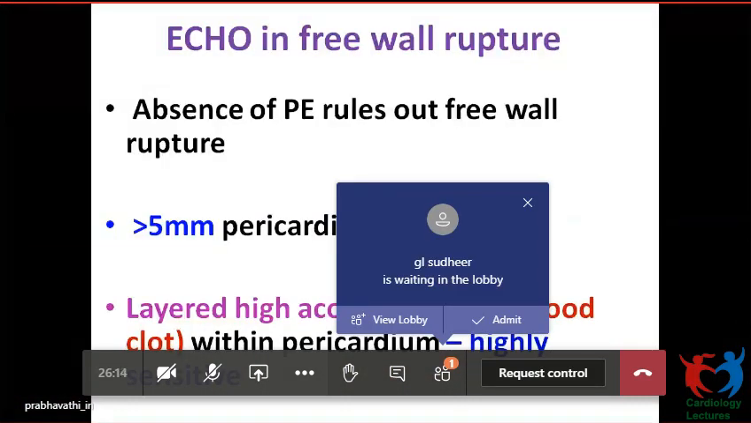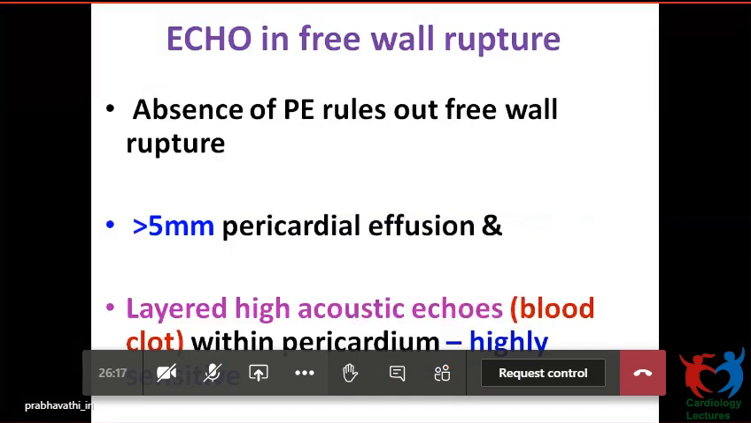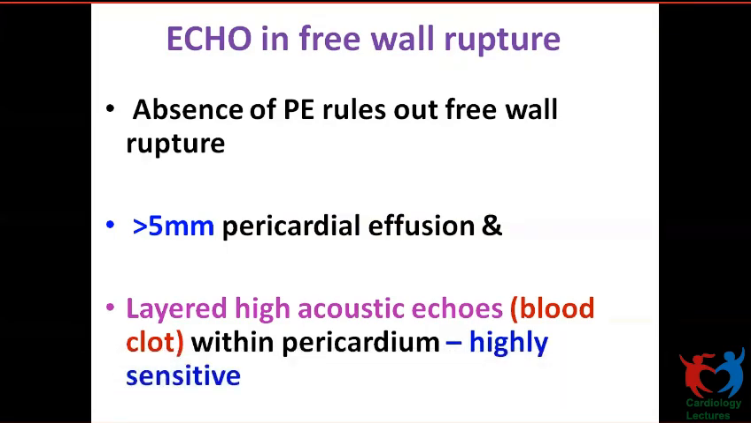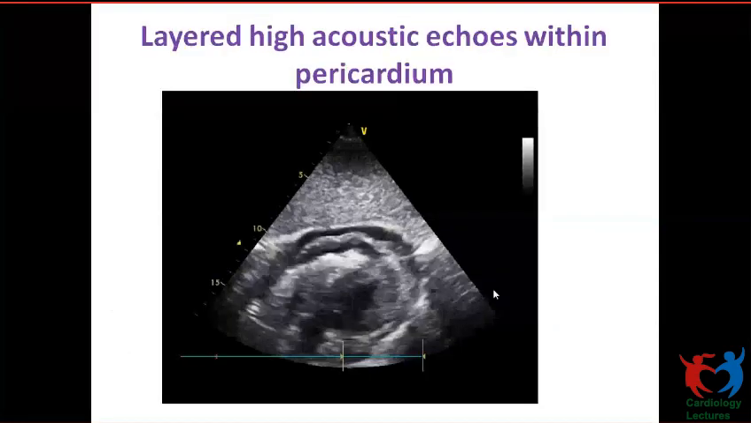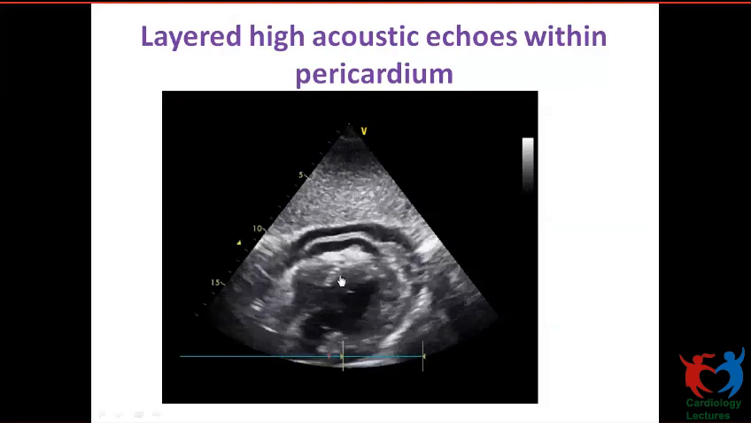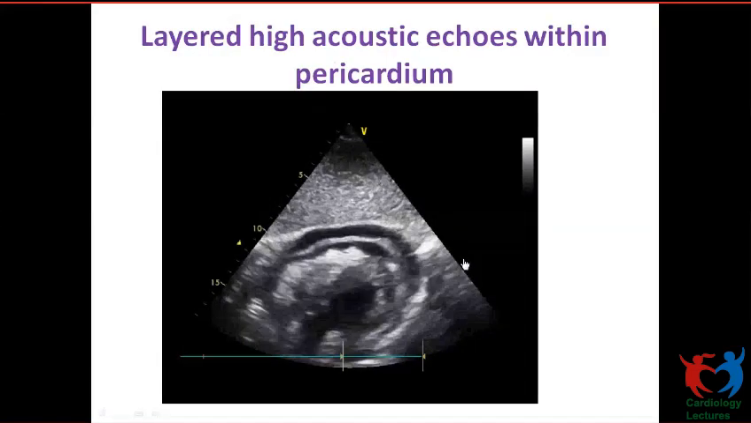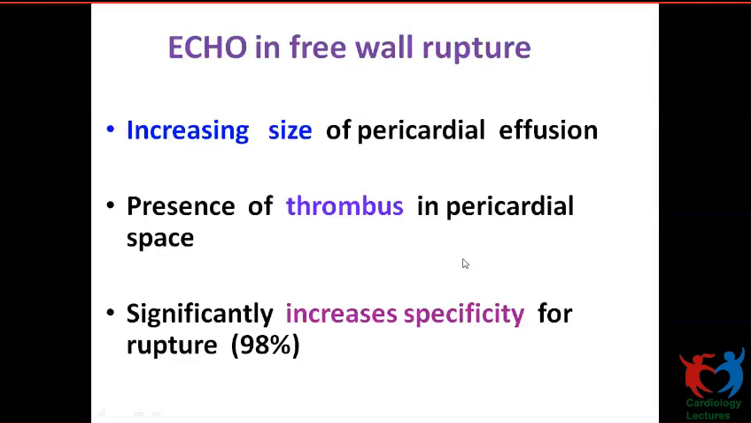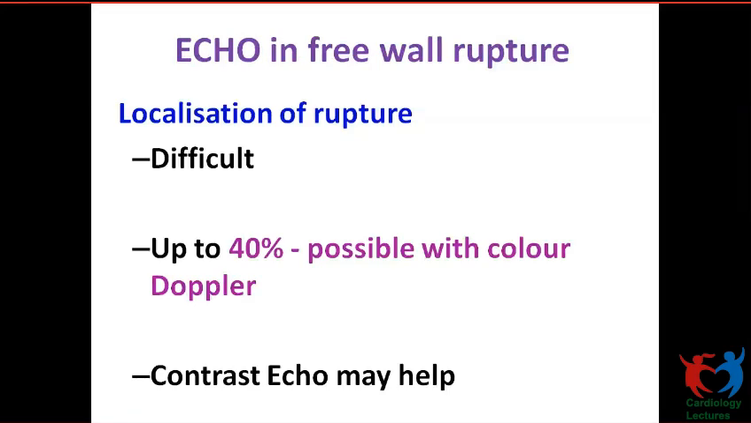So what will be the presentation? We see echo findings. The pericardial effusion should be more than 5 mm. There are layered high acoustic echoes, which you saw in the first echo. It's due to blood clot, and it's highly sensitive. An increasing size of the pericardial effusion and the thrombus increases the specificity. Localization of rupture is difficult, maybe possible in only 40%. Contrast echo we have.